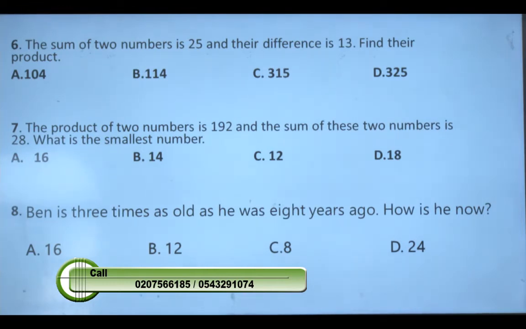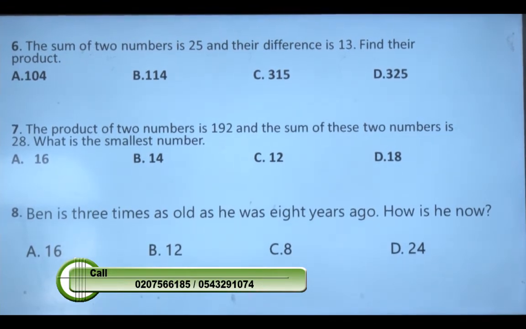Still waiting for question 6, 7, 8. Very soon we end the lesson. Question 6, 7, 8. I'll be glad if you can call and give out your answers for question 6, 7, 8.